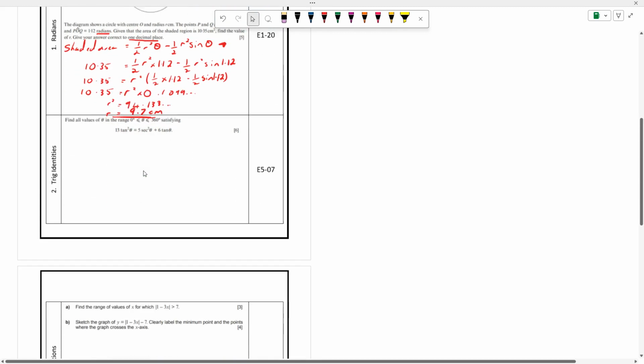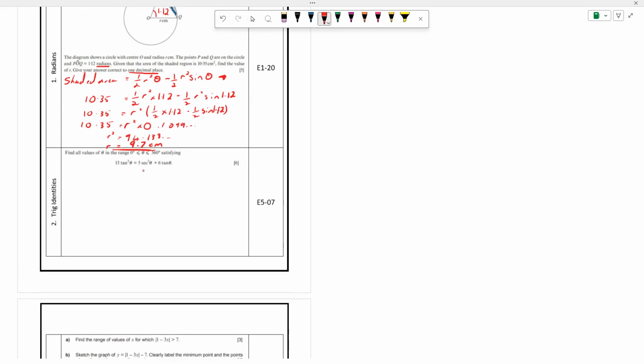For question 2, we've got some inequality work and some trig identities used here. I've got to find all the values between 0 and 360, so now I'm swapping back into degrees, to satisfy this equation: 13 tan squared theta equals 5 sec squared theta plus 6 tan theta. At the moment, I can't really do anything because some terms have sec squared, some have tan squared, and I've got a tan. This 6 tan theta, I can't change. I don't have an identity for that, so that one has to stay.